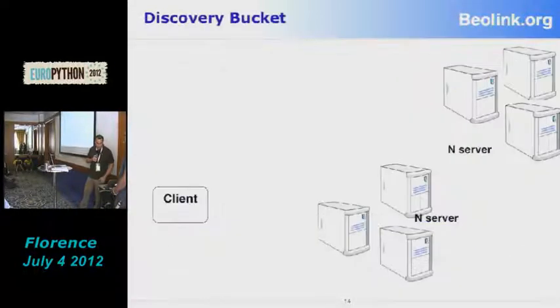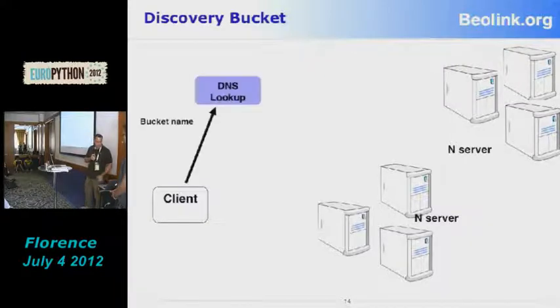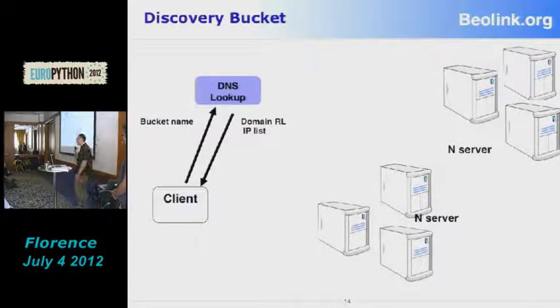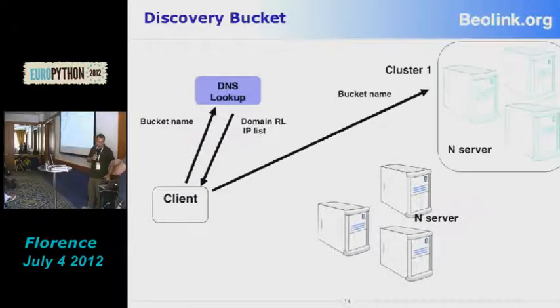How does it work? It's quite simple. You have a client, more or less. You make a query to DNS. You receive a list of IPs. These IPs are the resource locator, the head of your domain. There could be one or more.